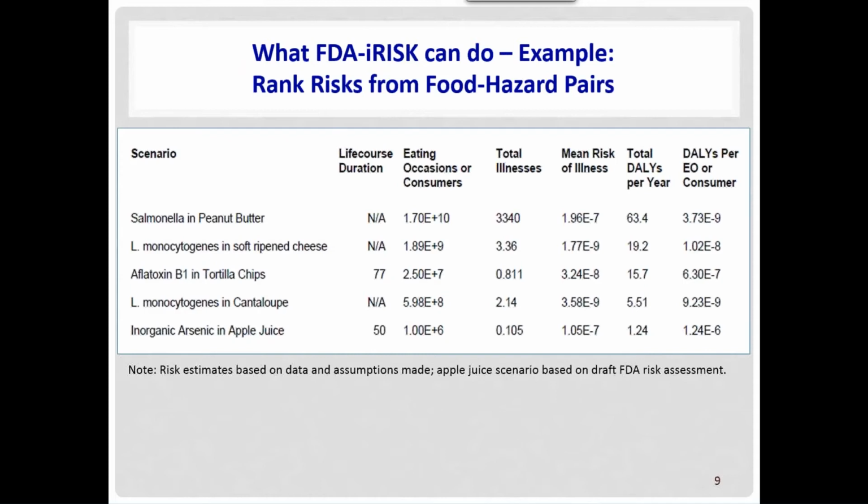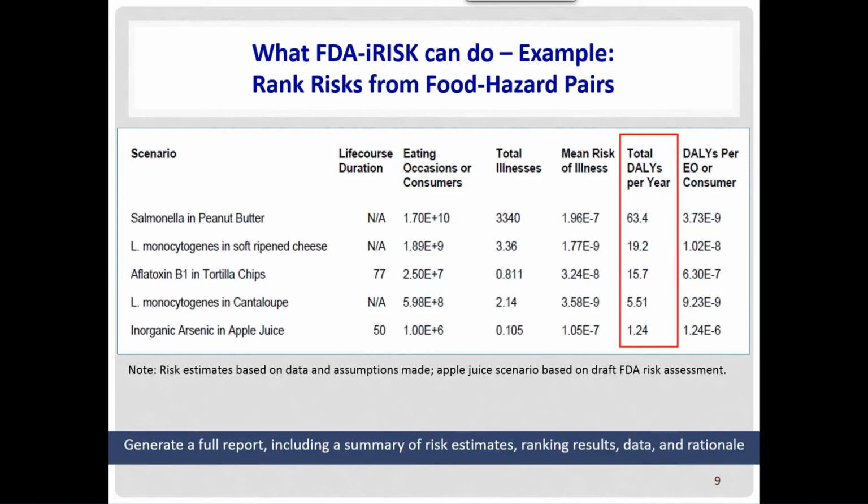To give you a sneak peek at what FDA-iRISK can do, we provide an example of the way in which this tool can be used to compare or rank risks of multiple food hazard pairs. In this example, 5 food hazard pairs are ranked by DALYs per year as the public health metric. But other metrics are available, for example, total annual illnesses, also shown on this report. FDA-iRISK can compare risks from a single contaminant in multiple foods, multiple contaminants in a single food, or multiple contaminants in multiple foods. Besides summary reports like this one, FDA-iRISK also produces full reports that include data, rationale, and assumptions.